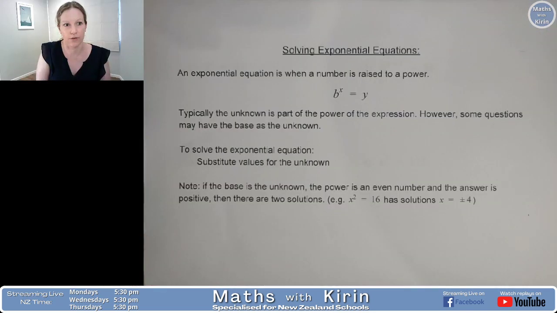We are up to lesson 7, so today is all about solving exponential equations and inequalities, as they sometimes come up in your exam as well. So we're just going to get straight to it.